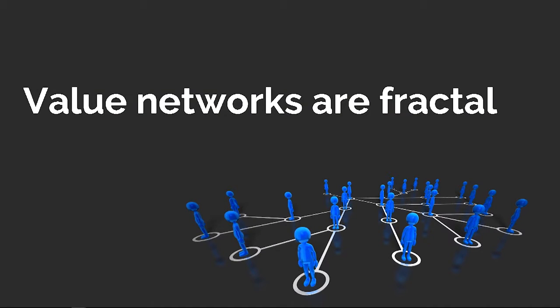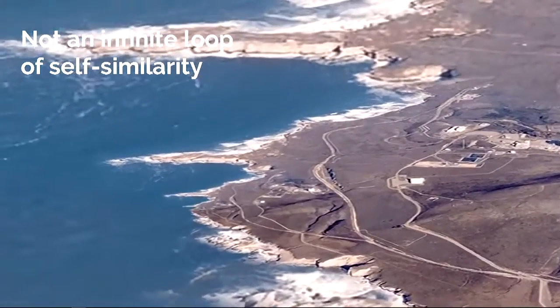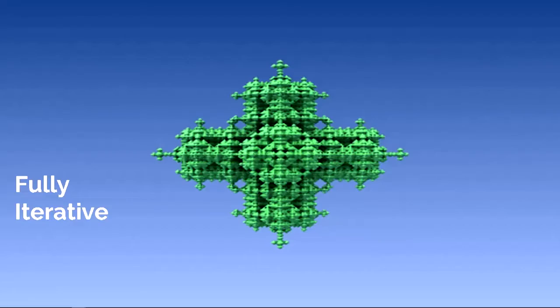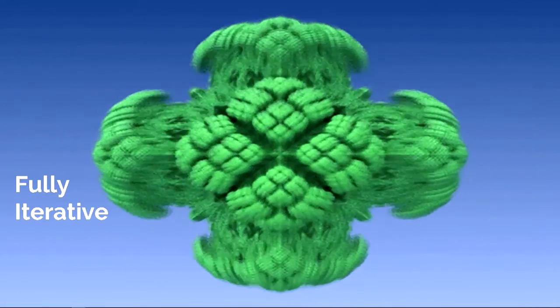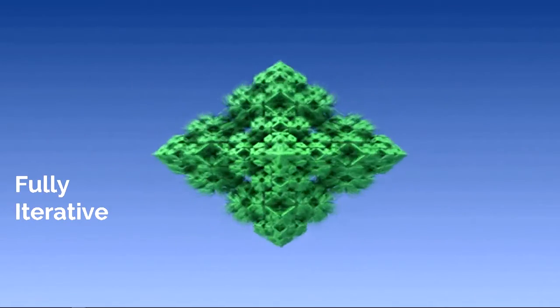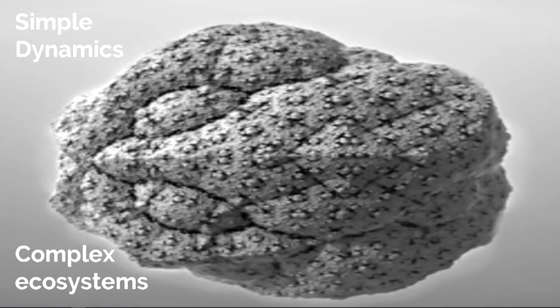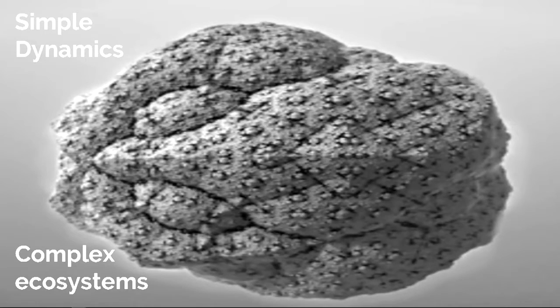Value networks are fundamentally fractal, as with any of the other examples. Now, when I say they're fractal, I don't mean that it's just this infinite loop and everything looks the same except at a different zoom level. What I mean is the process by which they grow is fully iterative, right? It's a simple process that is done at scale, and it leads to very complex ecosystems. But if you look at the underlying dynamics, they're relatively straightforward. They can be captured, right?